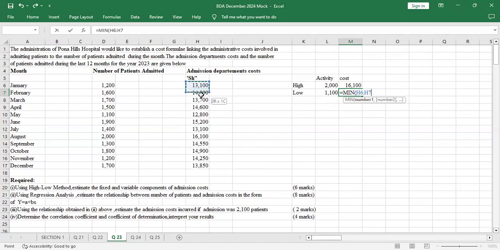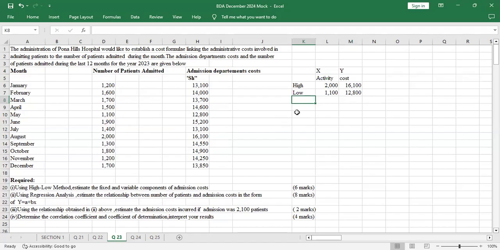Then you select all this, close the bracket, then you look for the minimum. So we have the high and low, both for activity and for cost. Activity, I say, is represented by X, while cost is represented by Y. That is very key.